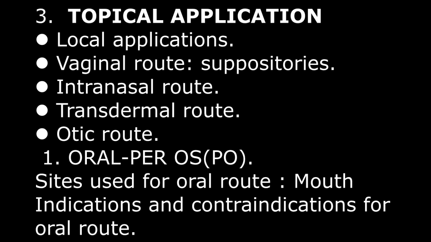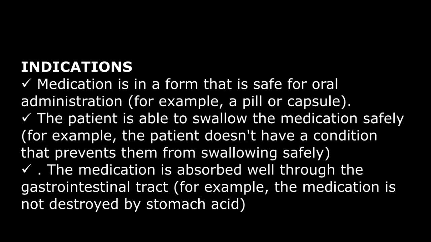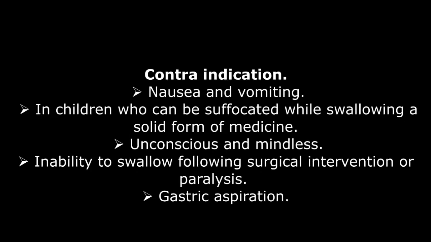1. Oral, per os, PO. Sites used for oral route: mouth. Indications and contraindications for oral route. Indications: medication is in a form that is safe for oral administration, for example, a pill or capsule. The patient is able to swallow the medication safely, for example, the patient doesn't have a condition that prevents them from swallowing safely. The medication is absorbed well through the gastrointestinal tract, for example, the medication is not destroyed by stomach acid.